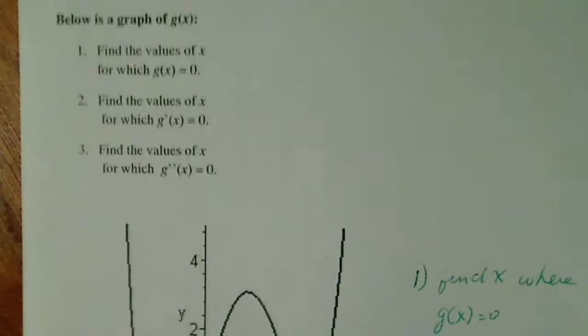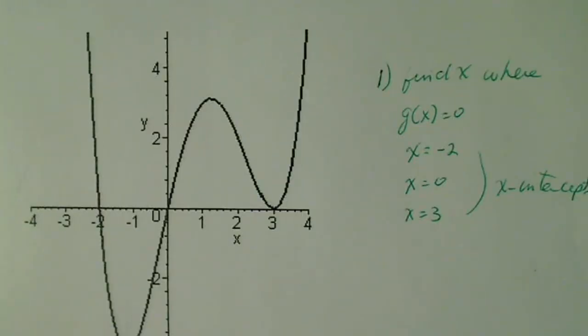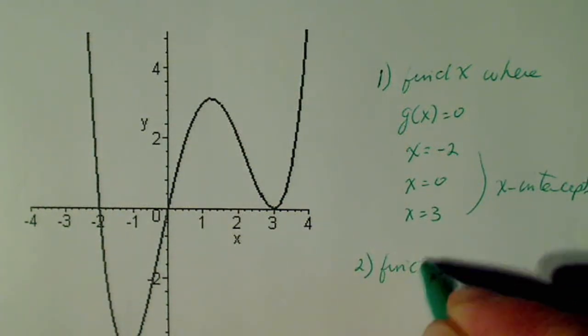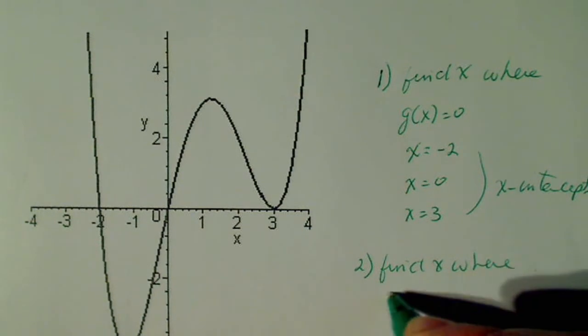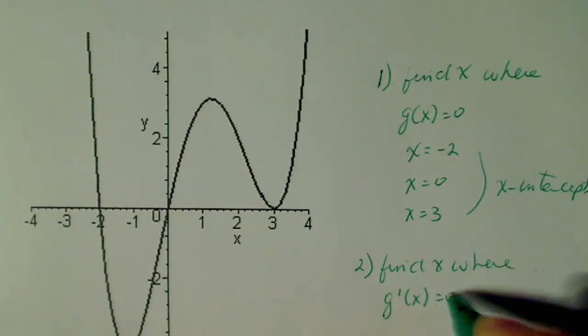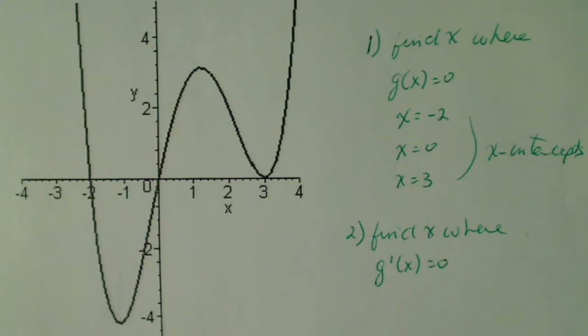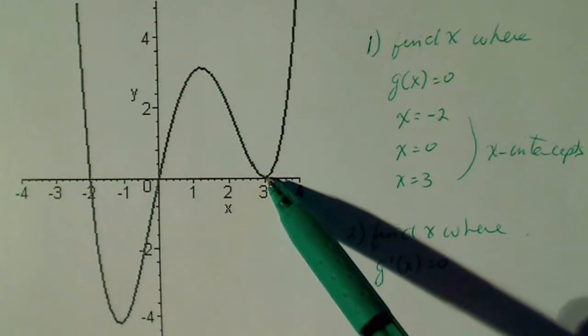Now the next question says, find the values of x for where g prime of x equals 0. So g prime of x is this first derivative. Find x where g prime of x equals 0. Well, we call those things where g prime of x equals 0 critical points. And critical points tell us where local maximums and local minimums of g occur. So our critical points are going to occur where g prime is equal to 0. So I have a local min here, a local max here, and a local min here.